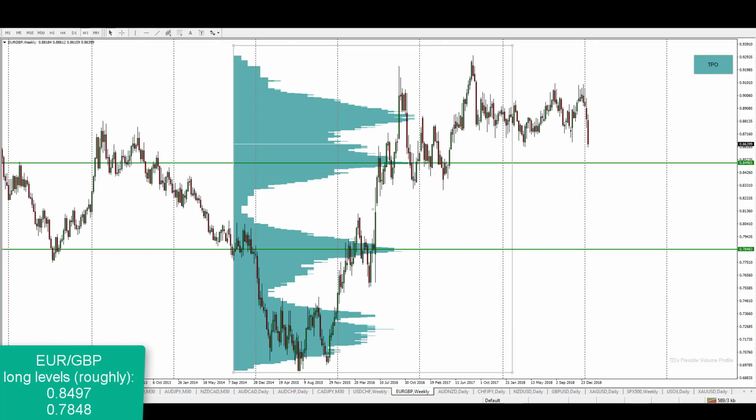Let's now have a look at the longer term trade ideas. There are two pretty strong levels from the longer point of view on the euro pound. This is a weekly chart of the euro pound, and I use the flexible profile for this whole area. And there are two pretty significant levels there.